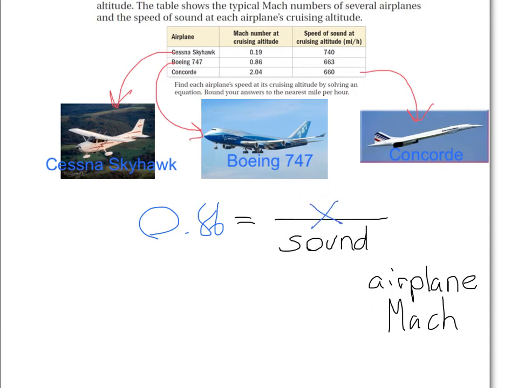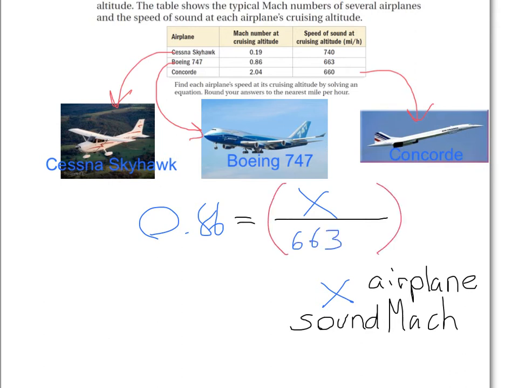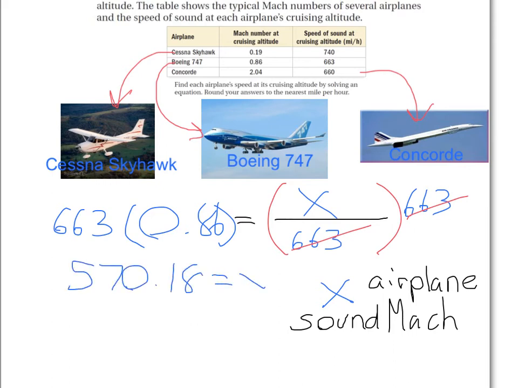All right, but we do know the speed of sound. We know the speed of sound was 663. So once again, using very similar techniques. Remember, if you want to get rid of something that's being divided by 663, you multiply by 663. So we're going to multiply not just one side, but both sides by 663. Those two cancel out. And with a little bit of mathematics, we realize that 663 times 0.86 is 570.18, which is now going to be equal to x, which of course we are going to round to, because it said to round to the nearest mile per hour, 570 miles per hour.